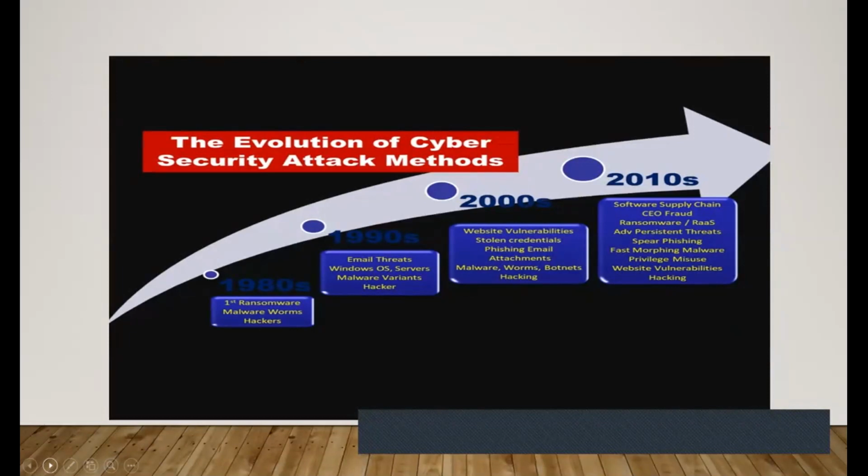In the 1980s, the first ransomware, malware, worms, hackers. Malware and worms are all malicious programs which harm. What is the difference between them? That we will study in detail. Now, in the 1990s, email threats, Windows OS servers, malware variants, hackers. In the year 2000, website vulnerabilities, stolen credentials, phishing email, attachments, malwares, worms, botnet, hacking.